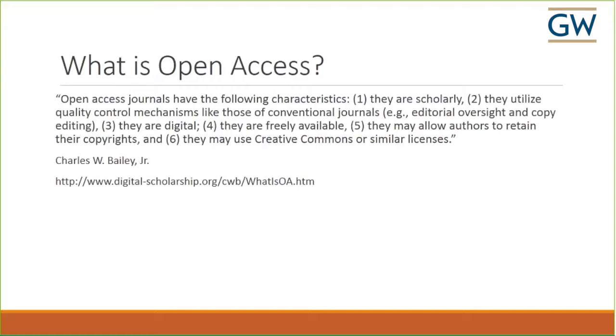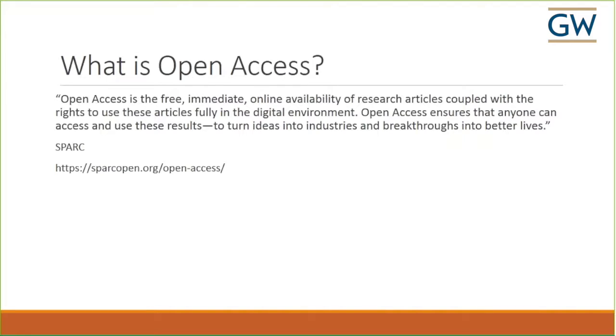And he describes open access as journals that are scholarly, utilize quality control mechanisms, are digital, freely available, and allow authors to retain their copyrights. What I liked about this is he's talking about the immediacy of open access publishing, but emphasizing that the quality can be maintained. Librarians also have another group called SPARC, the Scholarly Publishing Research Initiative, and they also emphasize the immediacy, but their emphasis is also on the fact that open access allows ideas and breakthroughs to happen more quickly because research is published more quickly.